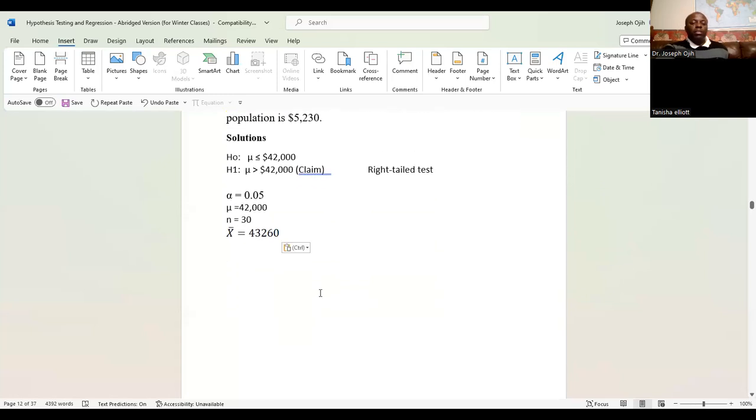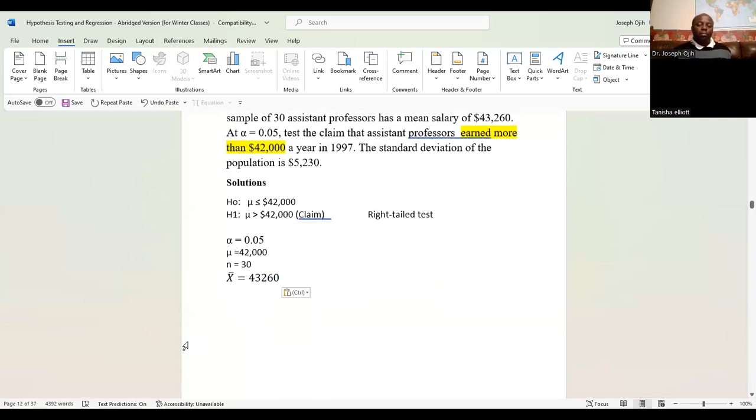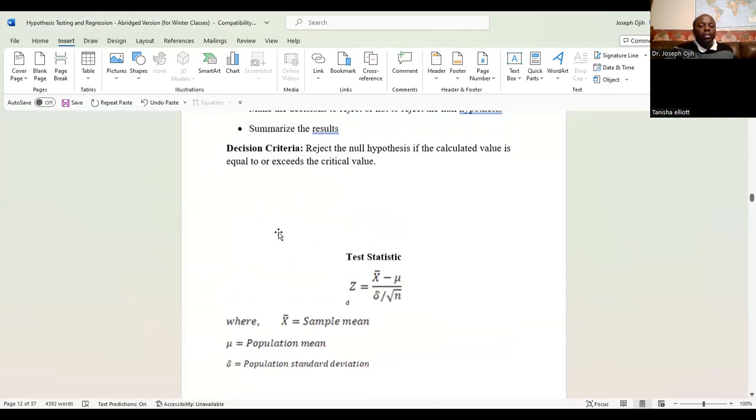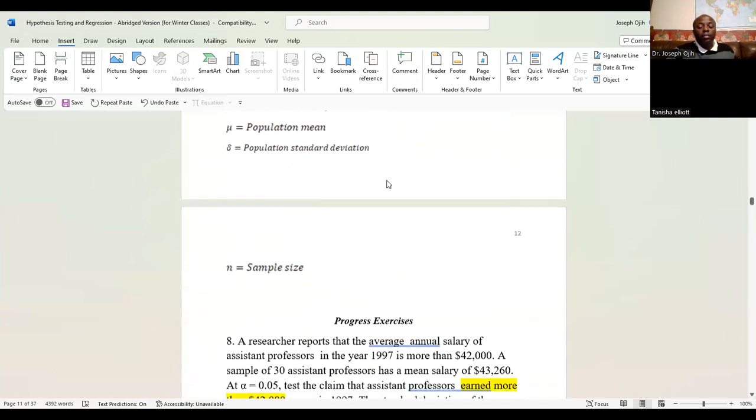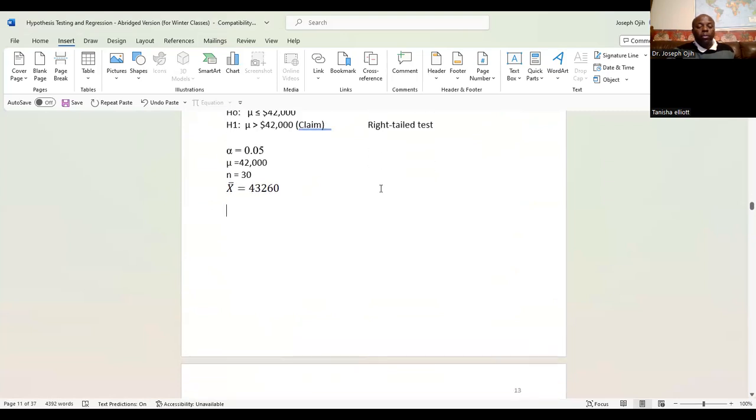So we have the summary statistics. Now we are ready to run the test. The test statistic, like I explained, is z equals x bar minus mean, divided by standard deviation over square root of n. So let's get it in that form, which again is this formula here.